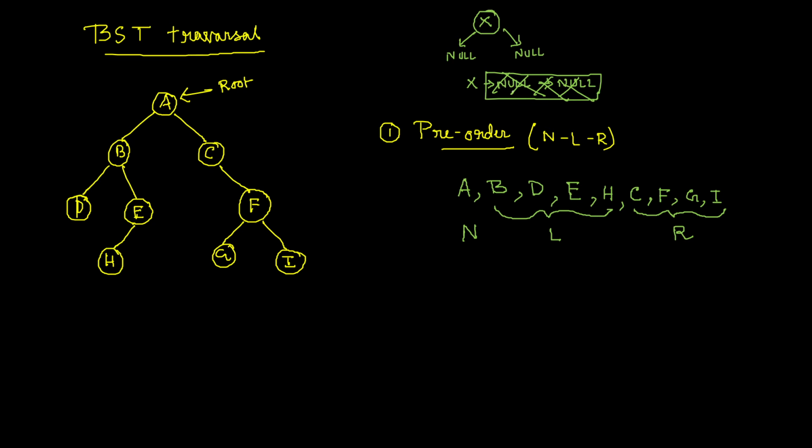Also, we have seen how we can find the pre-order traversal of a binary search tree, and now we will go for the next one, that is in order traversal.